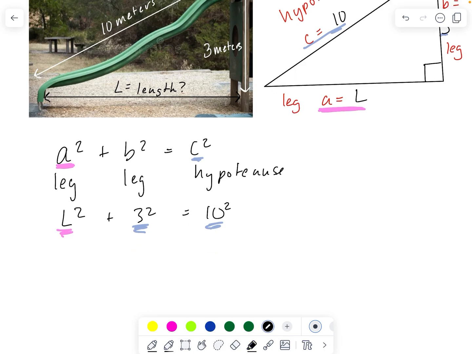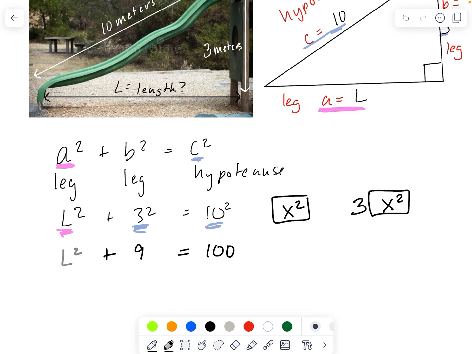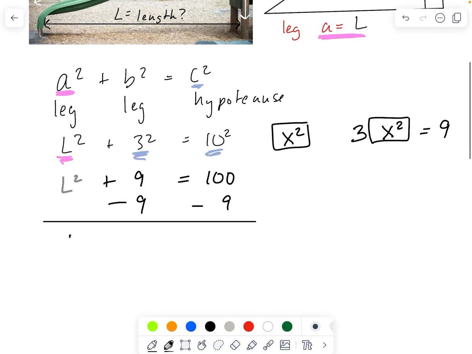Now I get to do some algebra. L squared plus 9 equals 100. I knew those values, but if I didn't know, I would use a calculator, looking for the x squared button. On a scientific calculator I might press 3 and then x squared, and that should give you 9. My next step to solve for L is to subtract 9 from both sides of the equation. When I do that, I get L squared equals 91.